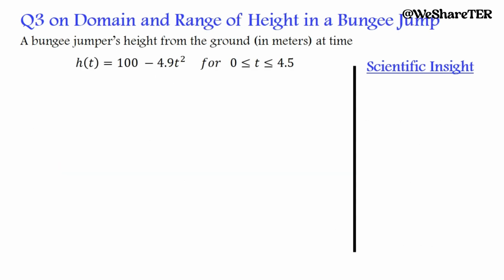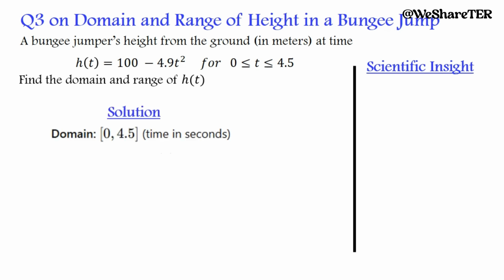A bungee jumper's height from the ground in meters at time t seconds is modeled by h(t) = 100 - 4.9t², for 0 ≤ t ≤ 4.5. Find the domain and range of h(t). Solution. Domain: [0, 4.5], time in seconds.